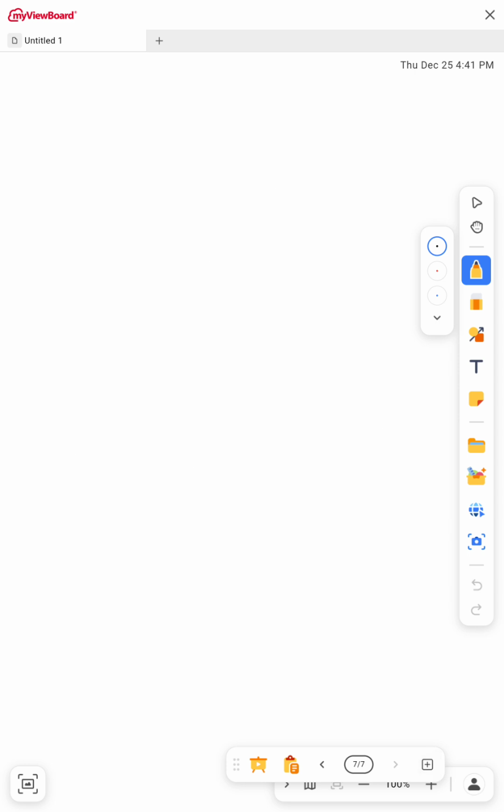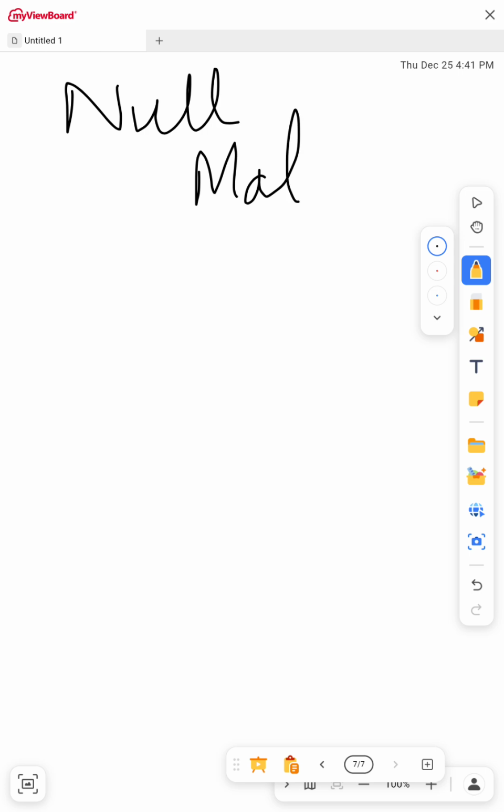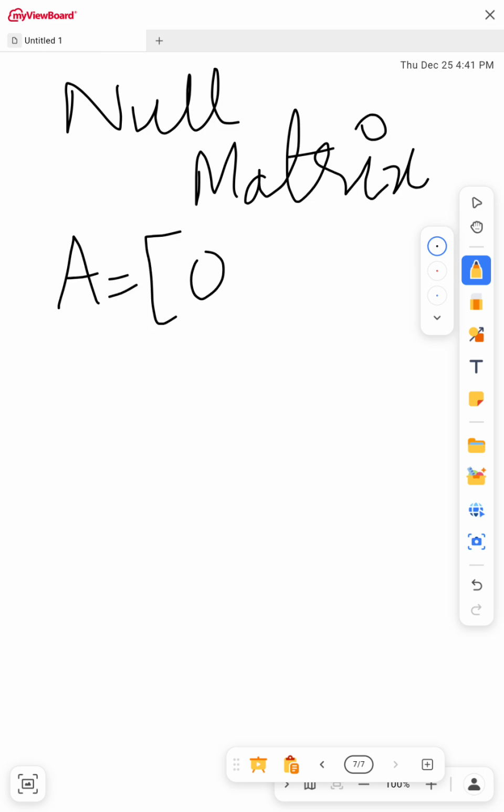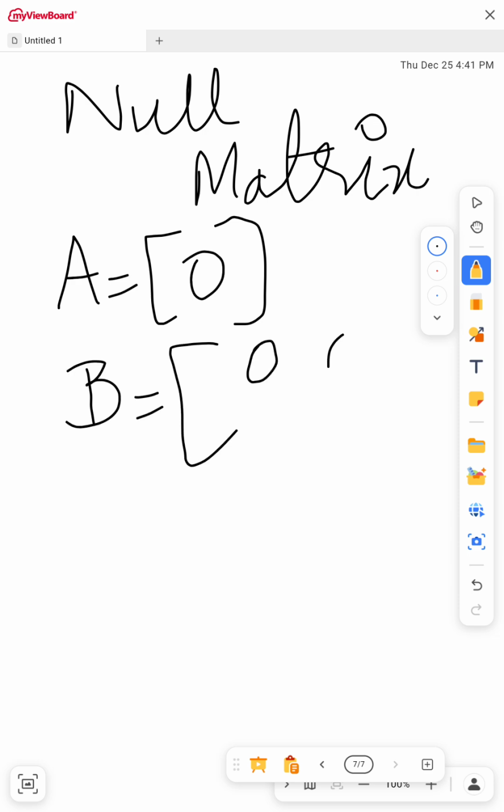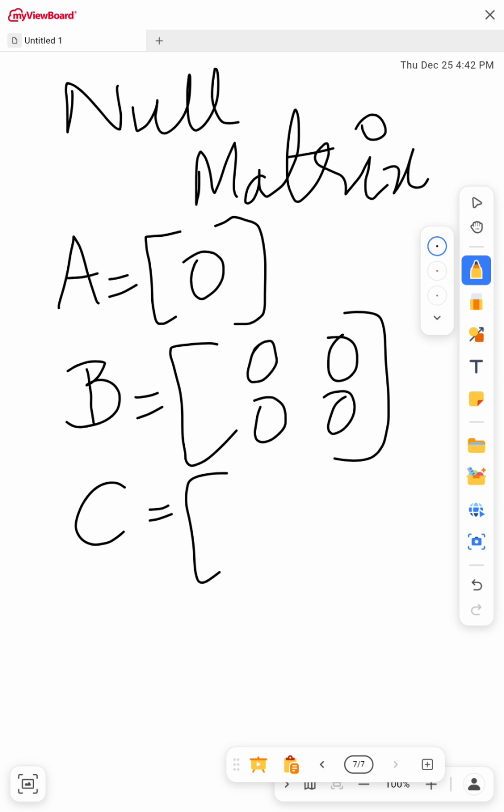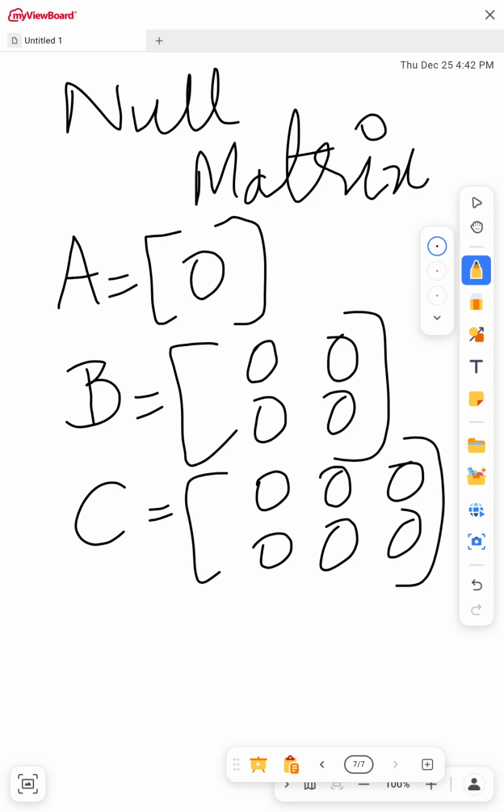Okay, a null matrix. What is a null matrix? A null matrix is a matrix in which all the elements are 0. For example, matrix A is a null matrix, matrix B is also a null matrix, and matrix C is also a null matrix. All the elements are equal to 0.